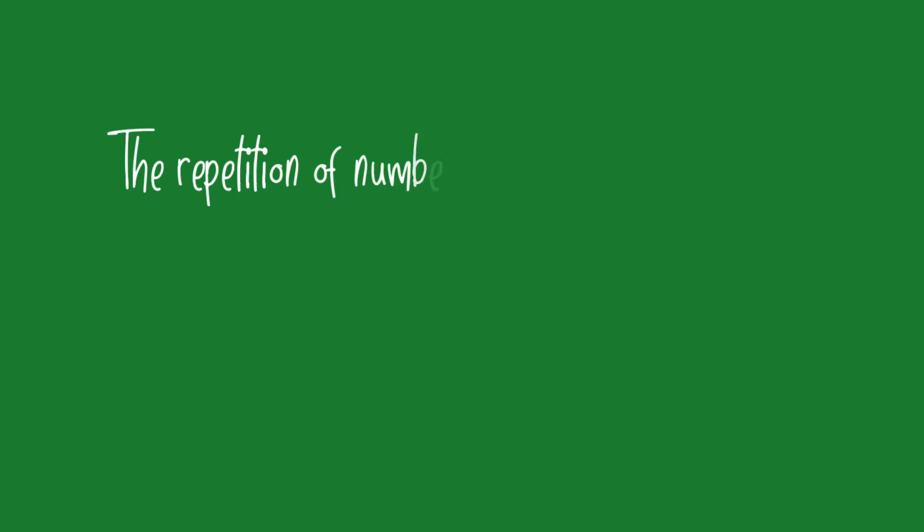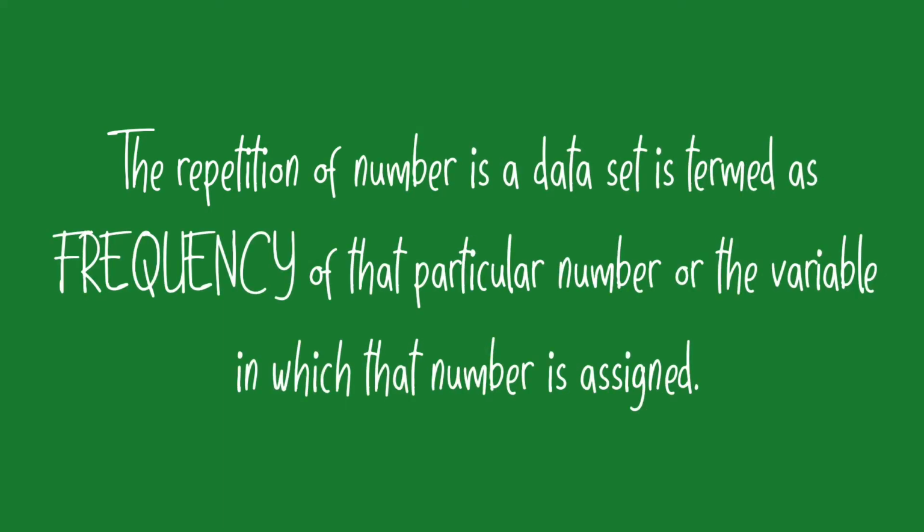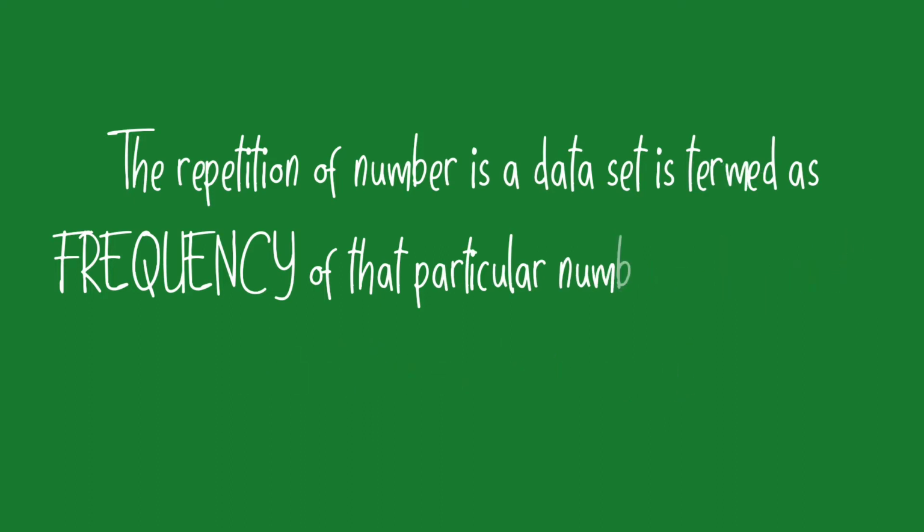Okay. So, pag sinabi ko sa inyo, please raise your hand to those who answered number 1 correctly. And then, out of 35, there are 25 students who got the correct answer in number 1. So, ibig sabihin, yun yung tinatawag natin na frequency. Ibig sabihin, 25 yung students na nakatama doon sa number 1. The repetition of number in a data set is termed as frequency of that particular number or the variable to which that number is assigned.